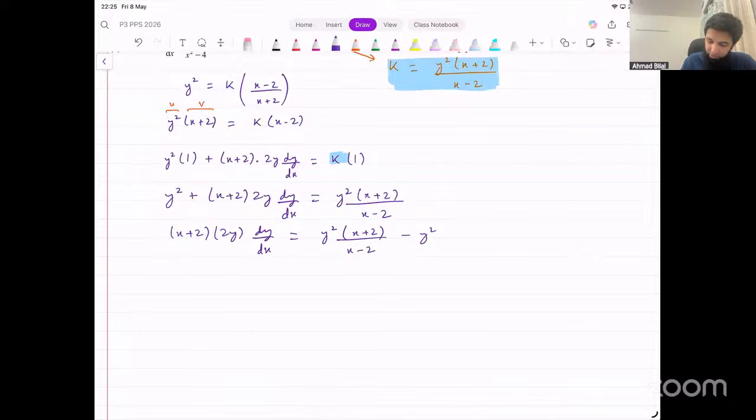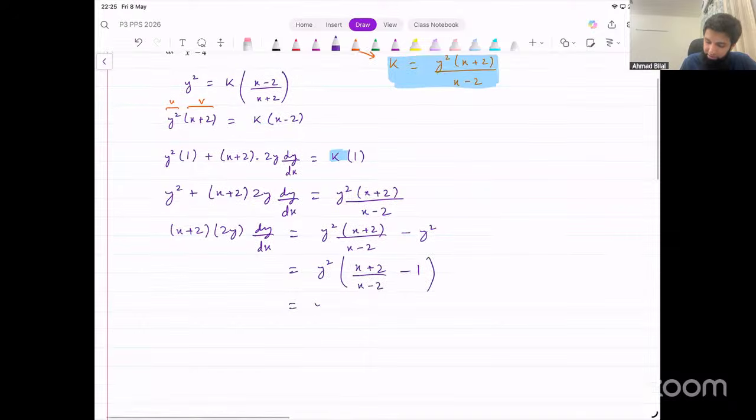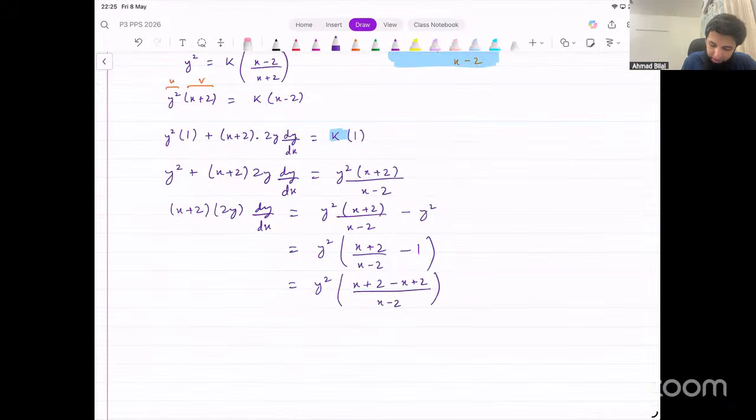Divide by x plus 2, or you could first simplify this a little. If I take y squared common, that leaves me with x plus 2 divided by x minus 2 minus 1. Take LCM: y squared into x plus 2 minus x plus 2, divided by x minus 2. And from the other side, we have x plus 2 into 2y into dy over dx.